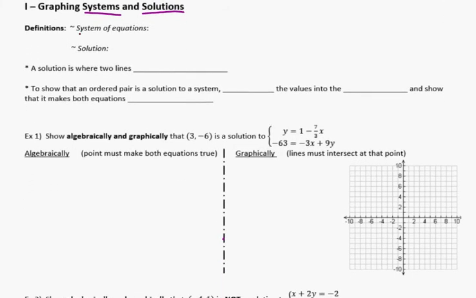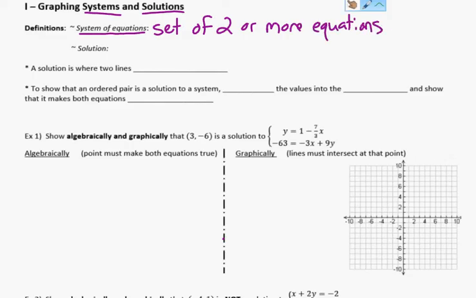So a system of equations for us is just going to be any set of two or more equations. Primarily, we're going to be dealing with two, but the "or more" allows us to go into three if we have some time. But again, primarily just two equations is what we're going to deal with.